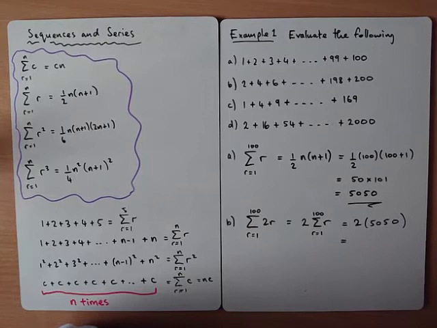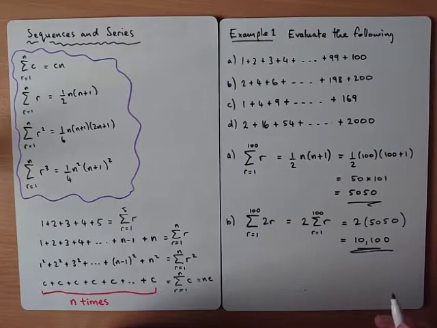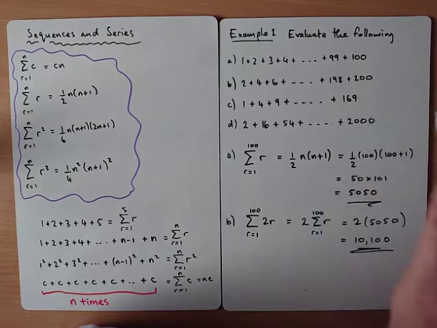And that'll give us 10,100. Okay. For the next one, we're adding up a different type of sequence. So these are not just the integers. If you think about what type of numbers these are, 1, 4, 9, up to 169. These are the square numbers, okay?